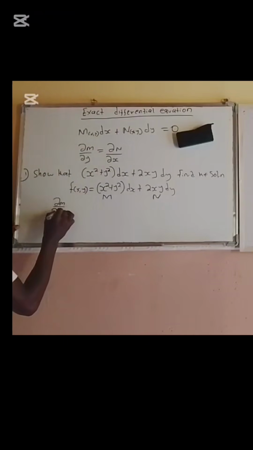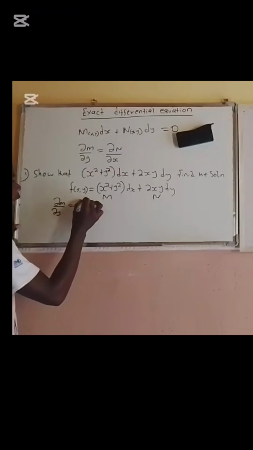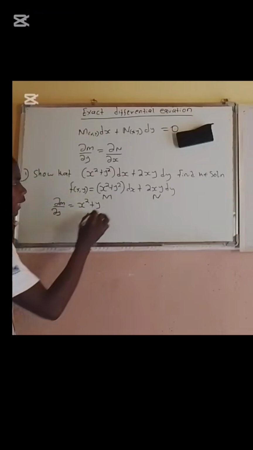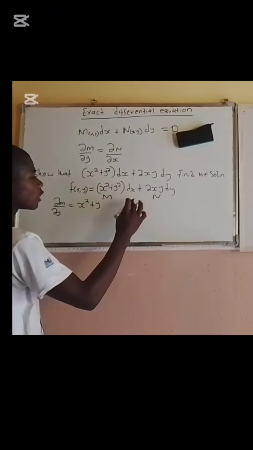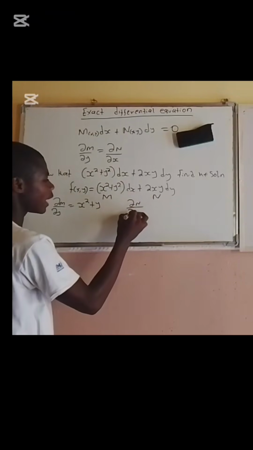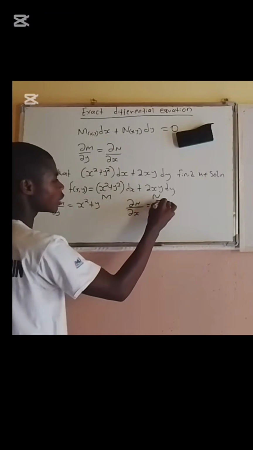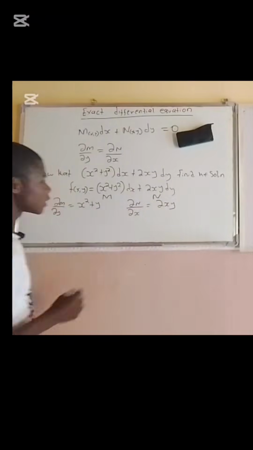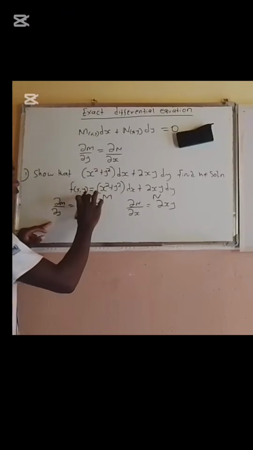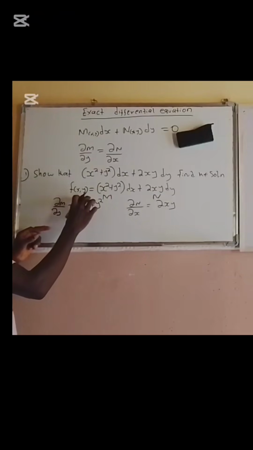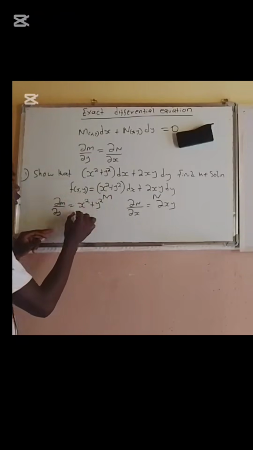M with respect to y should now be equal to the partial derivative of x squared plus y squared, and the partial derivative of N with respect to x, this should now be 2xy. So I have to differentiate this with respect to y. If I differentiate with respect to y, the x squared should be kept as a constant, so therefore it will be 0.